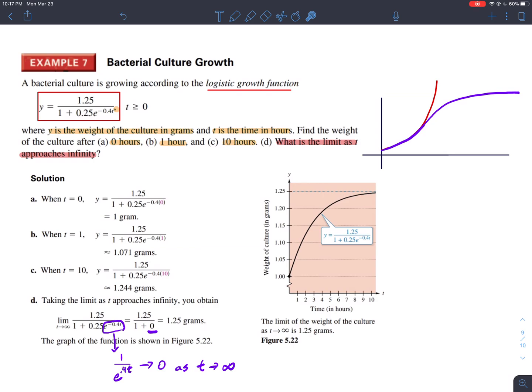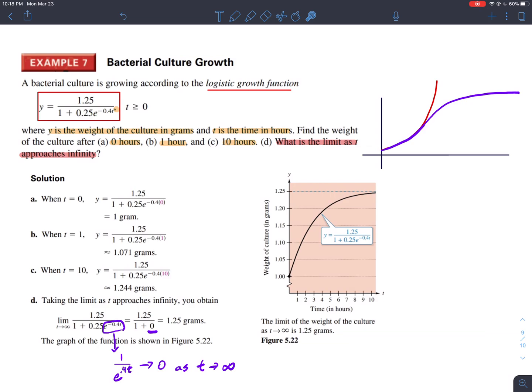What is that saying? That is saying that as time gets infinitely larger, if enough time passes, the maximum value you're going to have of this bacteria is 1.25 grams in weight. It starts at 1 gram at time 0, and it's going to max out at 1.25. In Wuhan, they started with presumably 1 case initially of coronavirus, and eventually they maxed out at about 80,000.